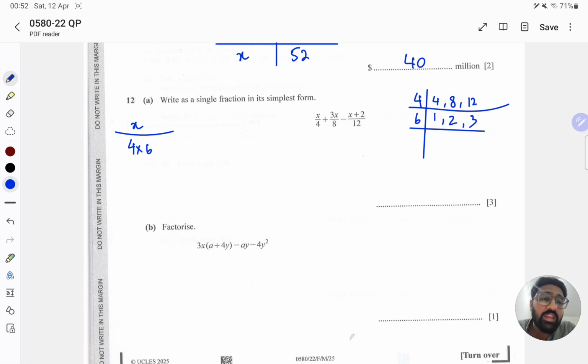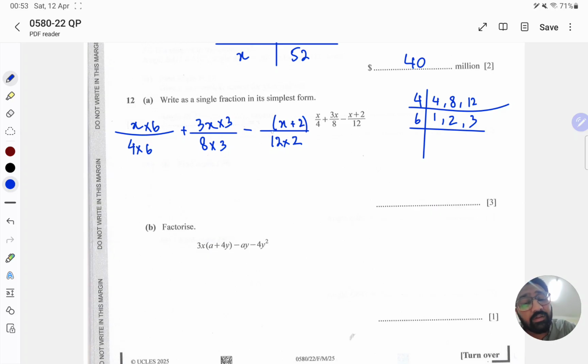Remember, whatever you do in the denominator of a fraction, you do the same in the numerator. Plus 3x divided by 8. 8, how can I make it 24? By multiplying it with 3. So I will multiply the numerator by 3. And if I talk about 12, 12 can be made 24 by multiplying it with 2. So I will also multiply the numerator terms with 2.